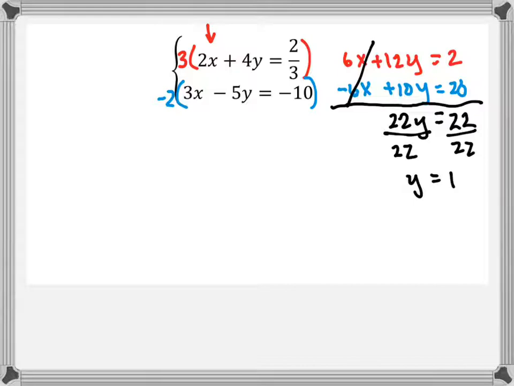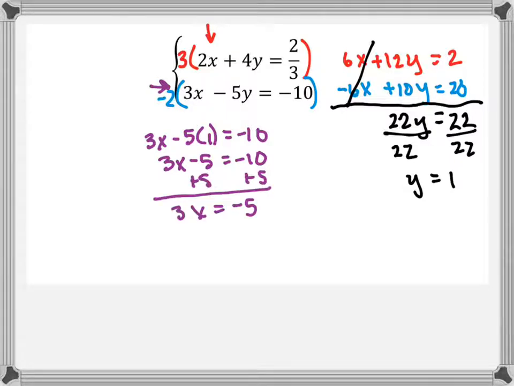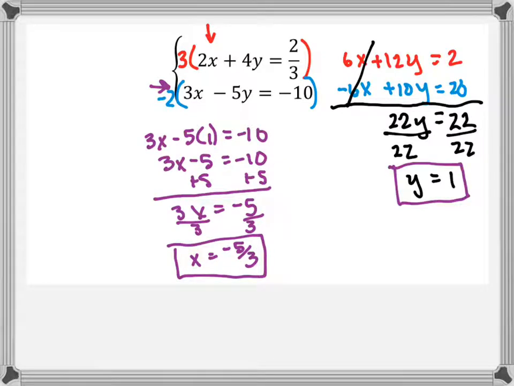To get the x value, I need to substitute y equals 1 back into either one of my original equations. I'm going to choose to use the second equation, but you could just as easily use the first. So substituting in, I get 3x minus 5 times 1 equals -10, or 3x minus 5 equals -10. I'll add 5 to both sides, and then I'll divide both sides by 3, and x is -5/3. So I can either state my solution as x equals -5/3 and y equals 1, or I can write my solution as an ordered pair: -5/3, comma 1. Always alphabetical when you do that.